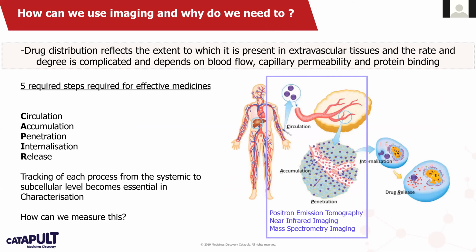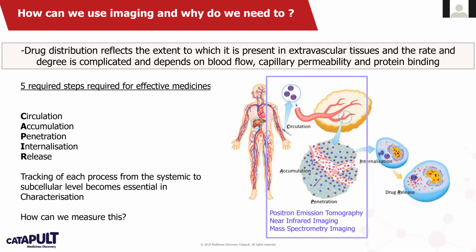Today I'm going to go through some examples and case studies of how we can use imaging to understand the distribution of a therapeutic. As we've said, the rate and degree of drug distribution is complicated because it depends on many factors: blood flow, capillary permeability, and protein binding. An administered substance must go through a series of cascades in order to be effective, and maximal efficiency of each of these steps is very important to optimize the therapeutic benefit.